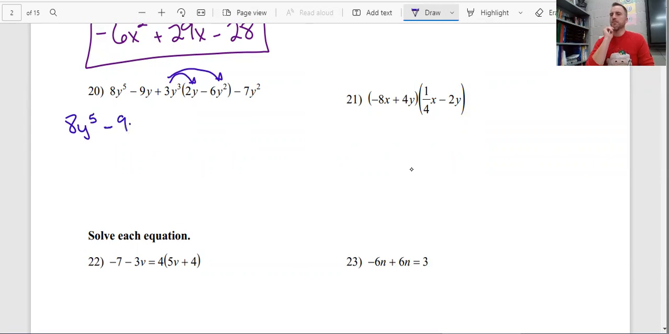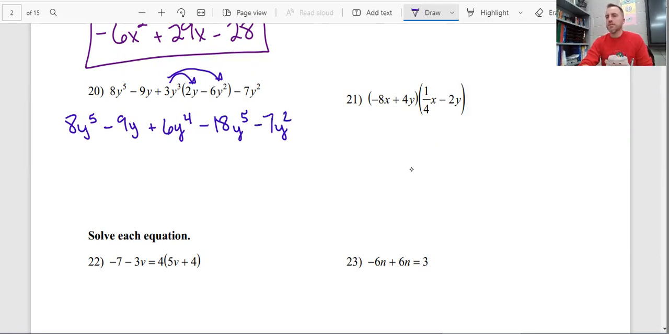Then we come to, we're adding a 3y cubed, but not by itself. We're adding it after it has been multiplied by both of the things in the parentheses. So 3 times 2 makes a positive 6. So we just look at the numbers first. And then y cubed times y gets us y to the 4th. Then we do a positive 3 times a negative 6. That gets us negative 18. Y cubed times y squared is y to the 5th, minus 7y squared.